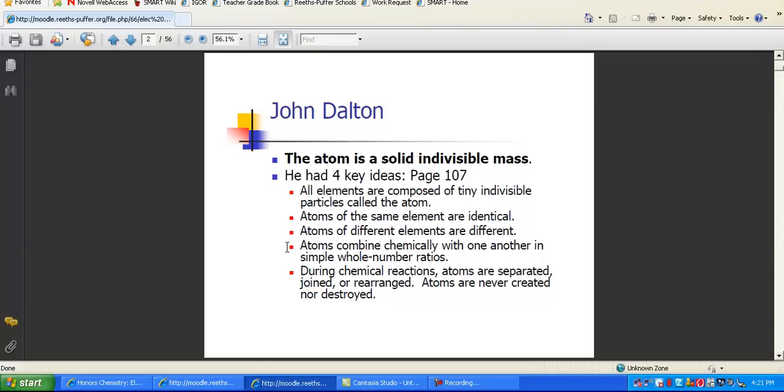And the last bullet of John Dalton's contribution to the atomic theory: during a chemical reaction, atoms are separated, joined, or rearranged. Atoms can never be created or destroyed. We now know this to be the law of conservation of mass. The amount of materials that we start with, called reactants, must indeed be accounted for on the product side. Atoms cannot be created nor destroyed. And if we think about our knowledge of chemical change, we have these starting materials called reactants. Their bonds break. Those atoms rearrange themselves to form new compounds known as products. So, law of conservation of mass.